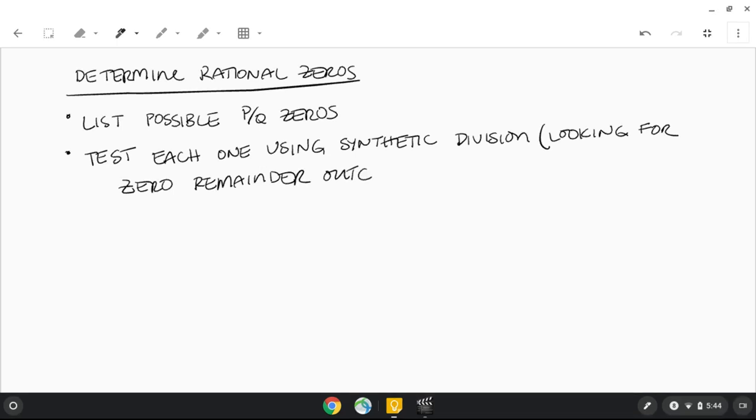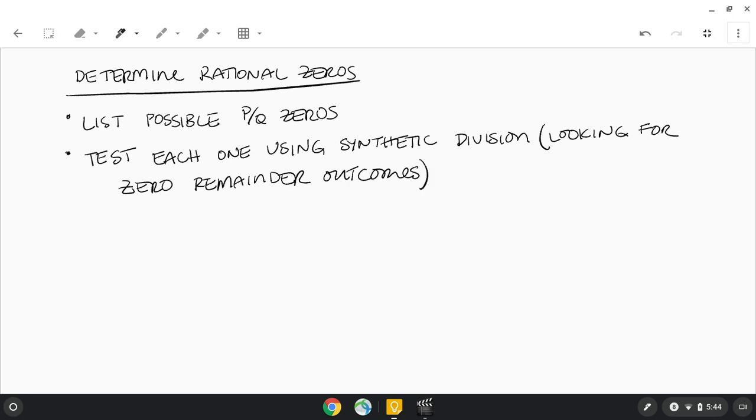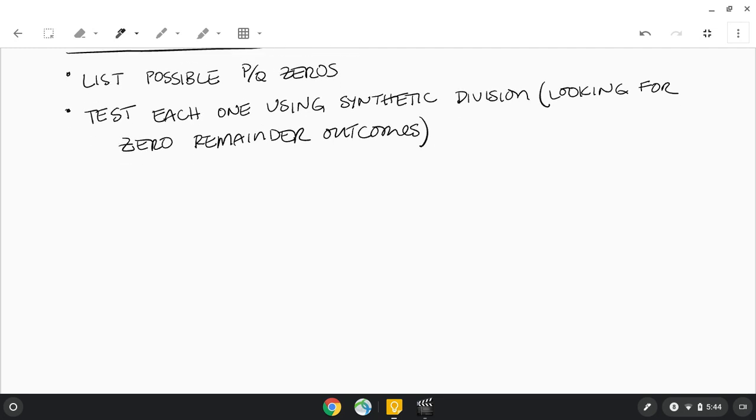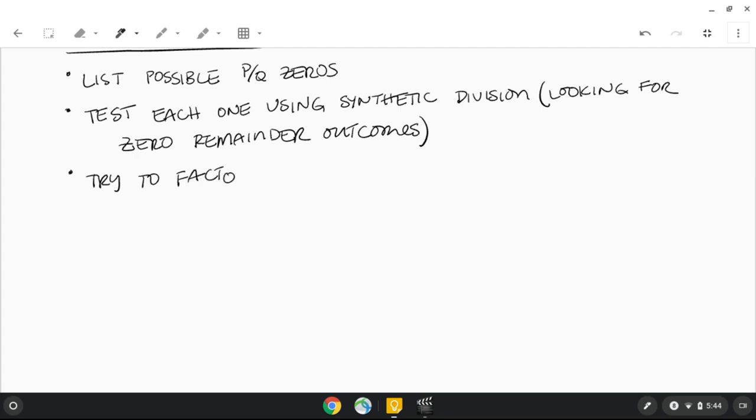Because if you have a 0 remainder, then we said last time that it's a 0, right? And if it's a 0, then it's an intercept. So when you find these zeros, try to see if you finally end up with a degree 2 and try to factor it.